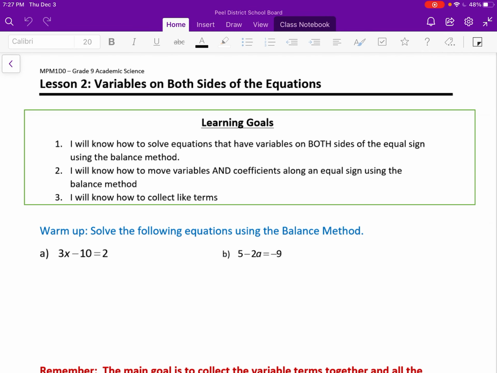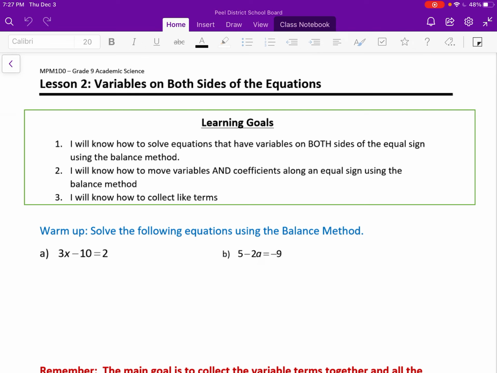Hi class, welcome back. Today we're going to be talking about variables on both sides of the equations. This is lesson 2 from our unit 3. So what we're basically talking about today is three different learning goals by the end of this lesson.